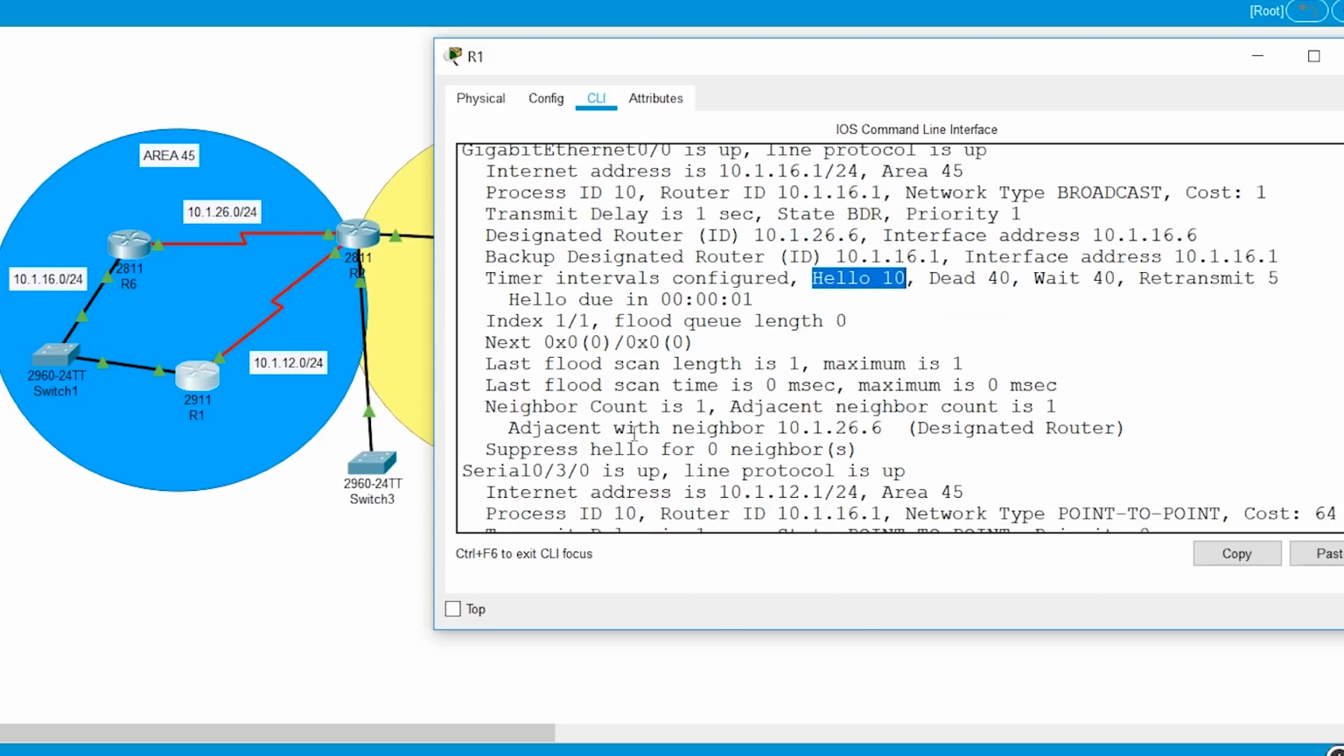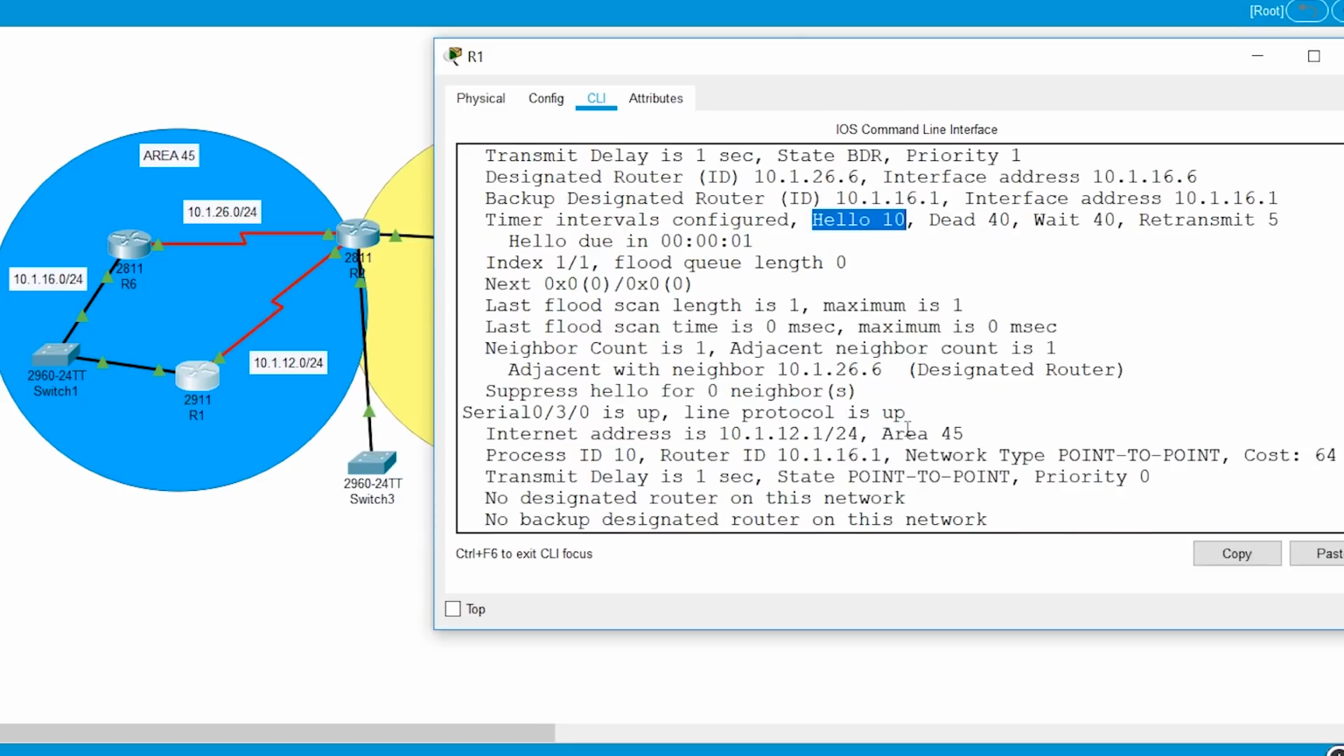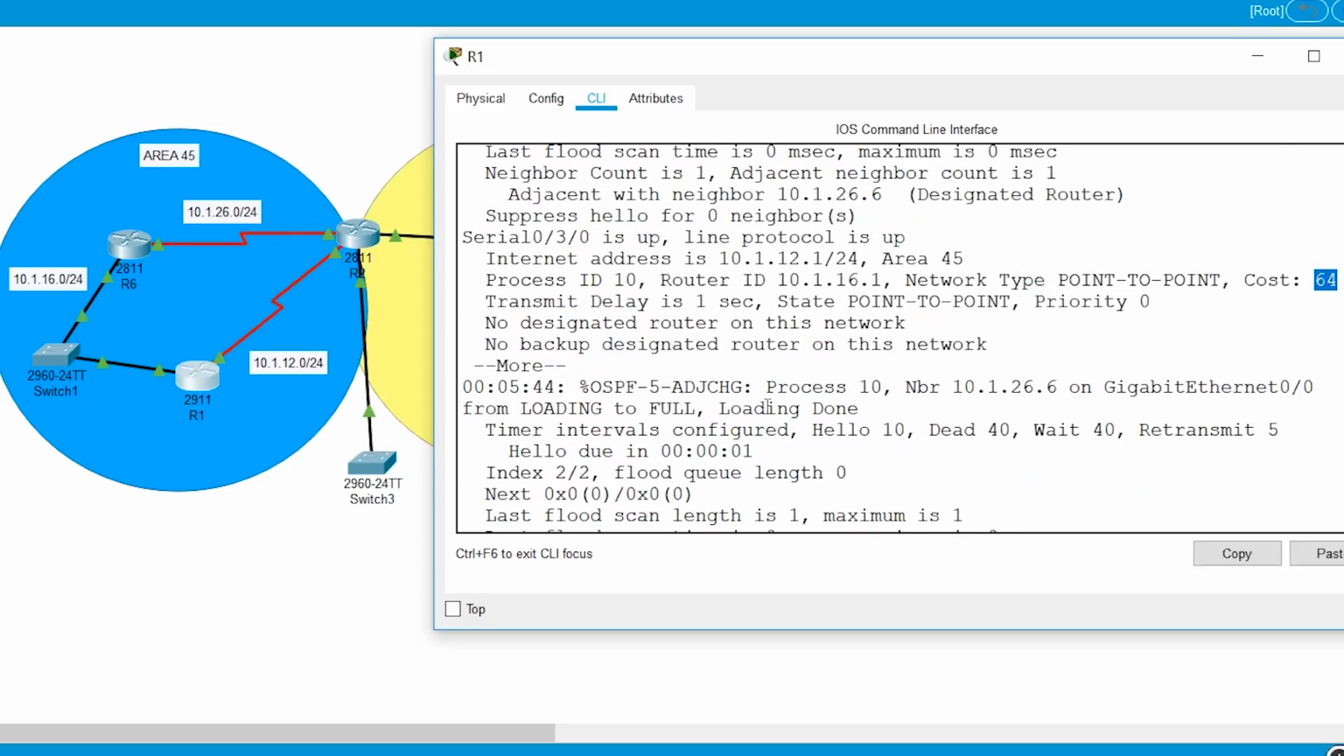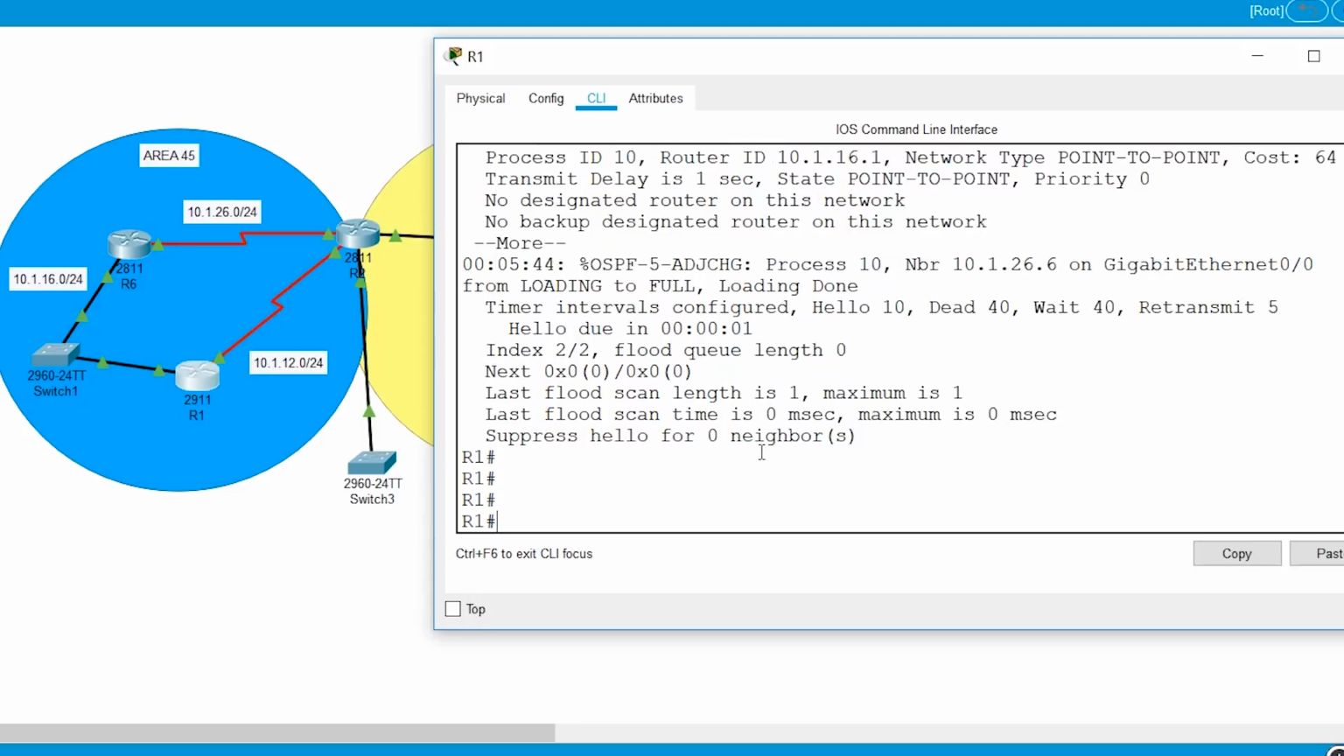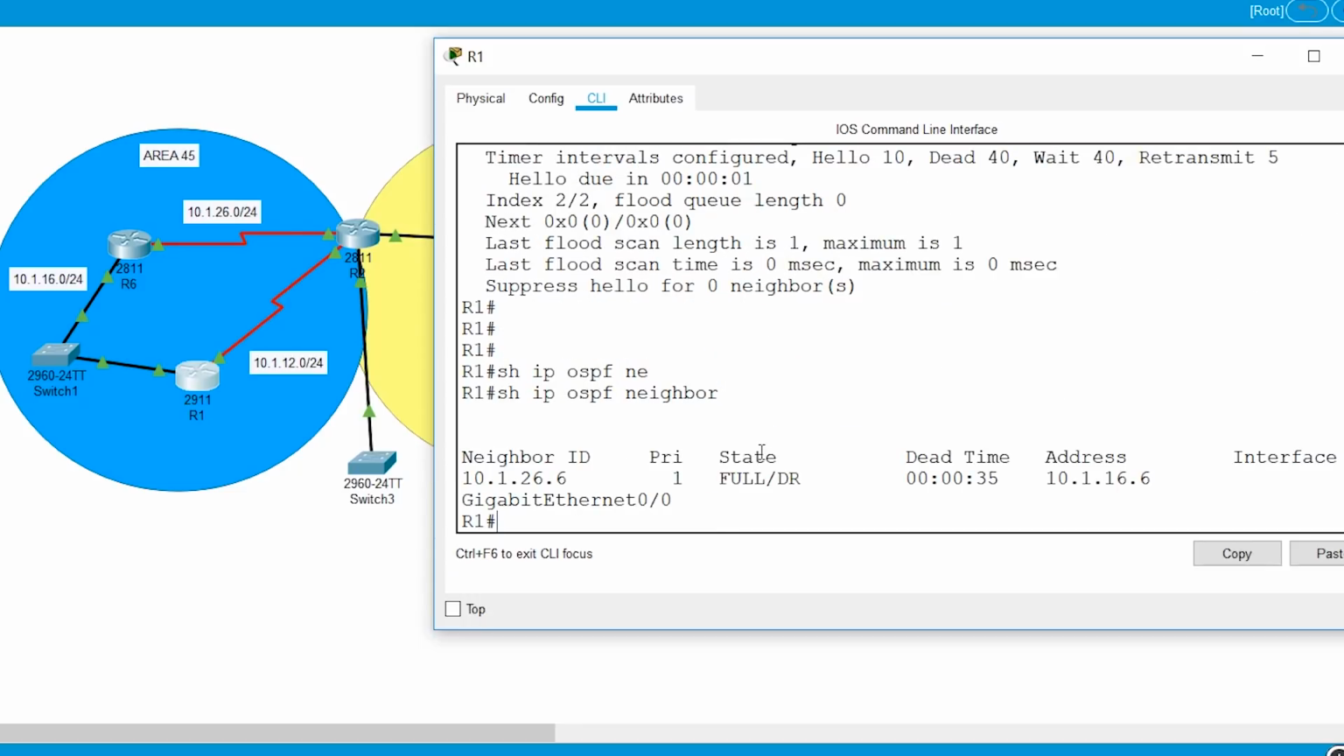Adjacent router, it is adjacent with the neighbor 10.1.26.6, right? Again, the serial interface, point to point, we discussed this, the cost is 64 and all that interface that we discussed. We can do show IP OSPF neighbor. So this will confirm that the neighbor is happening through gigabit Ethernet, which is this interface.